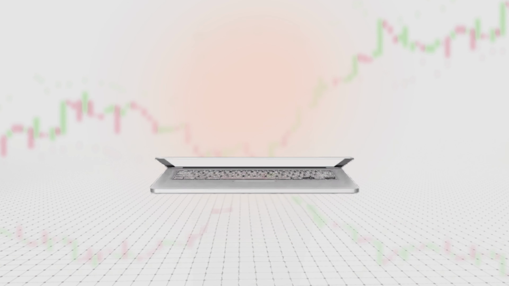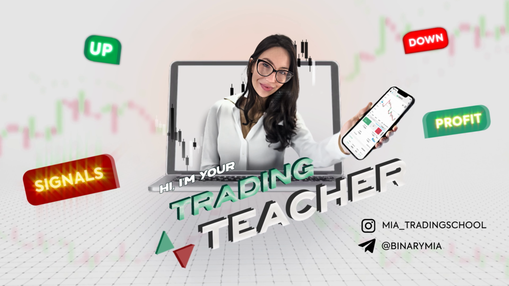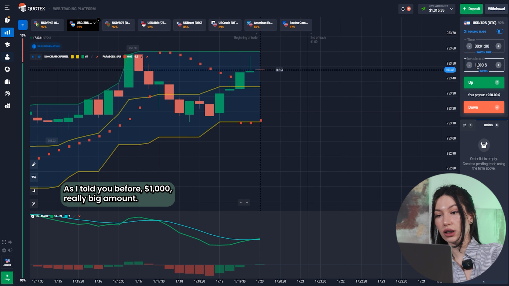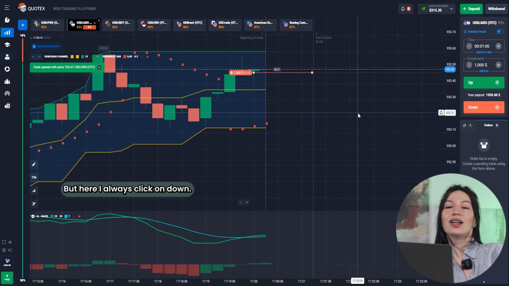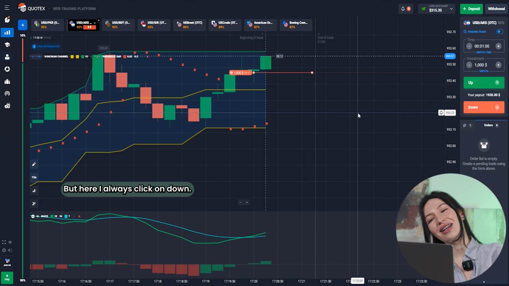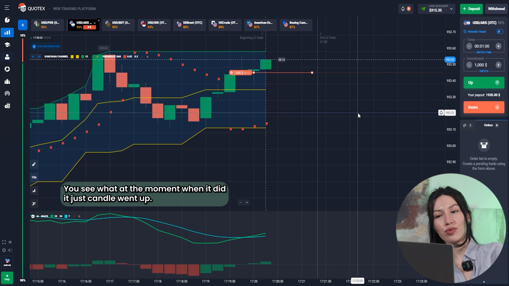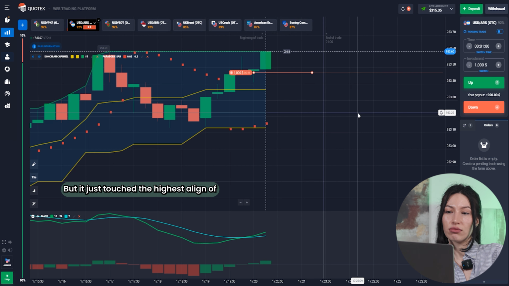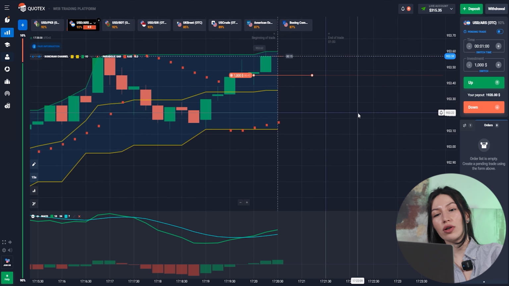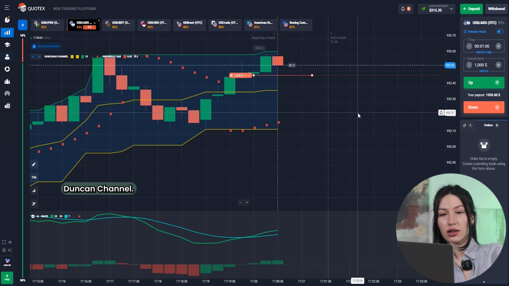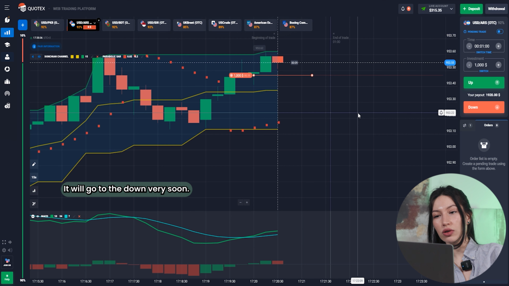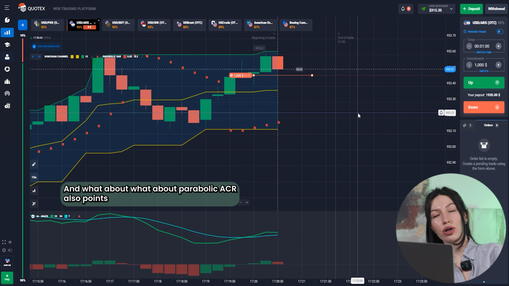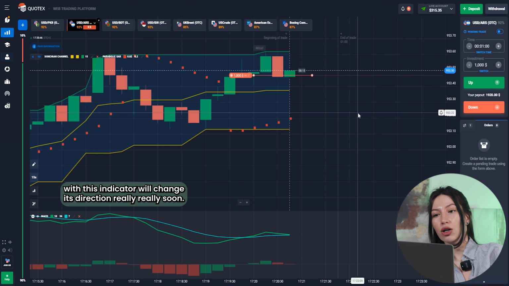Let's go. Next market and next investment, as I told you before, $1,000, really big amount, but here I just click on down, you see, but at the moment when I did it, just a candle went up. Okay, it's still going up, but it just touched the highest line of the Donchian channel. It will go down very soon. And what about parabolic SAR? Also, points of this indicator will change direction really, really soon.